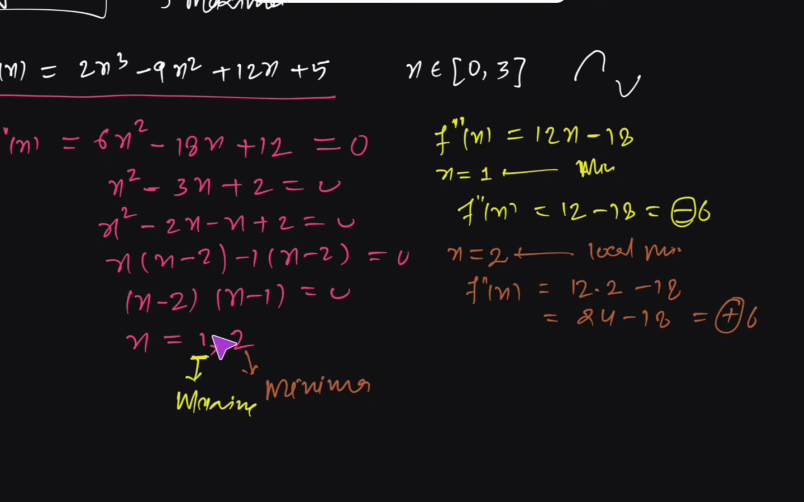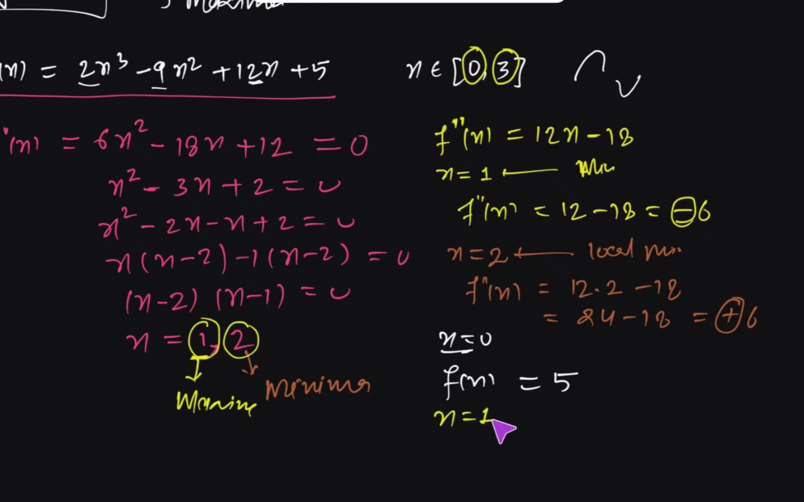Now what we will do, we will put the values of x as 1, 2, and also we have to check at these initial and final points. So by putting x as 0, 1, 2 and 3, we will find what value we are getting for the function. When x is 0, this term and this term will become 0, so f(x) will become 5. When x equals to 1, f(x) will become 2 minus 9 plus 12 plus 5, which becomes 10.